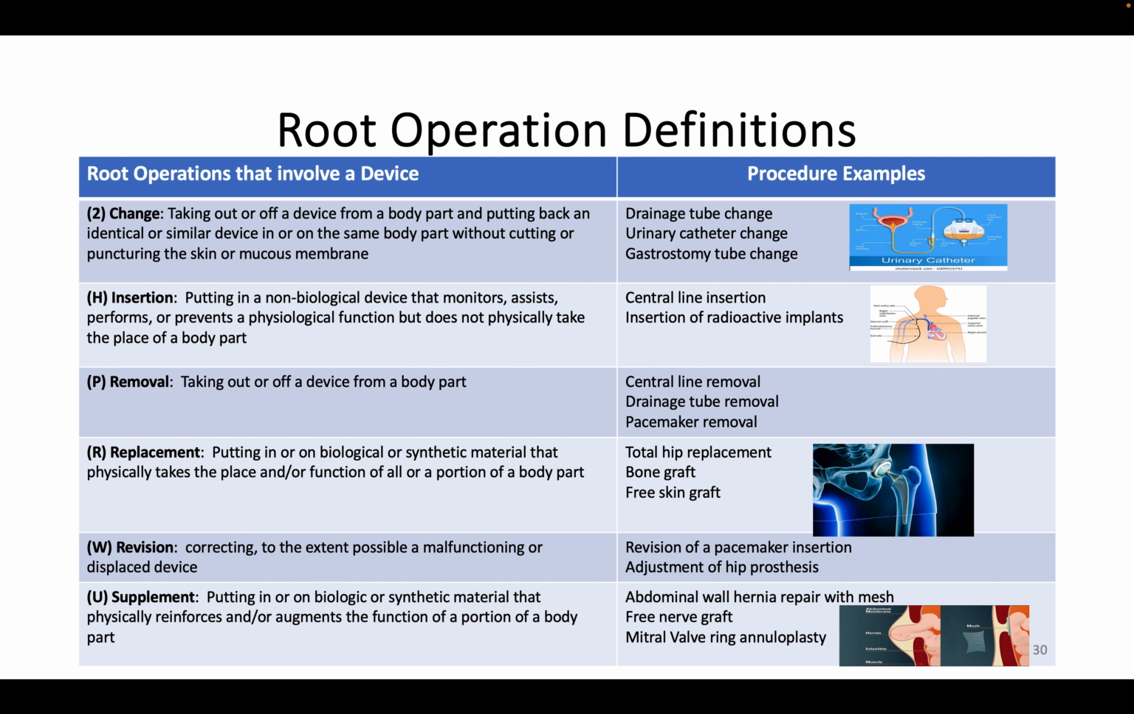Removal is represented by the letter P. It's taking out or off a device from a body part. Central line removal: here they're just taking the line out. You want to make sure that the tip of the catheter is intact.